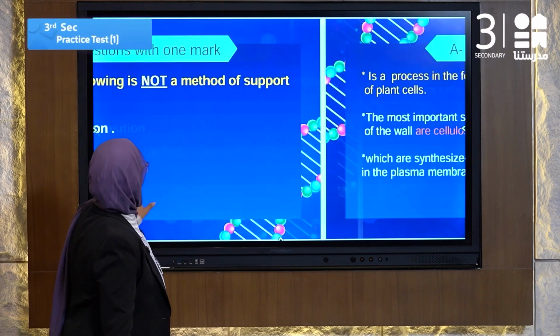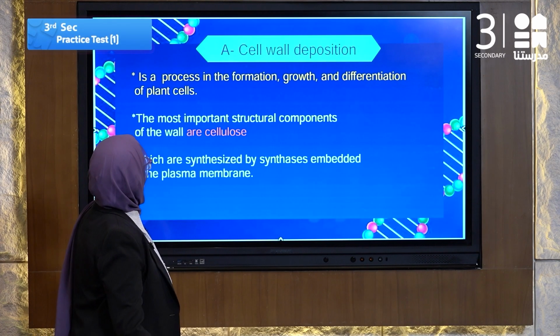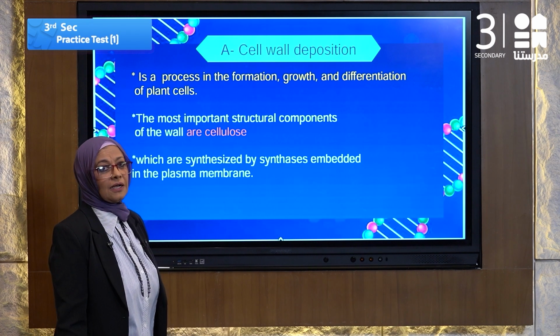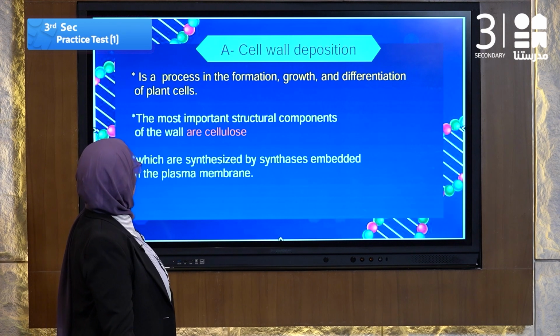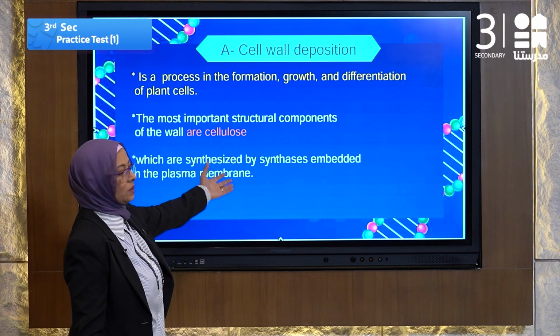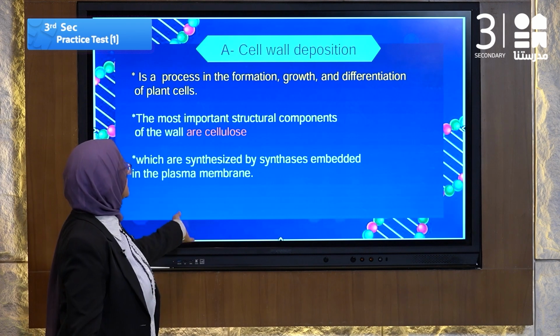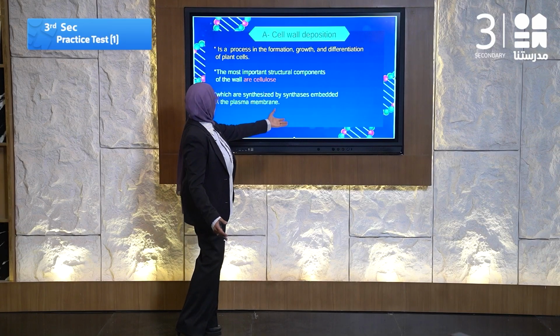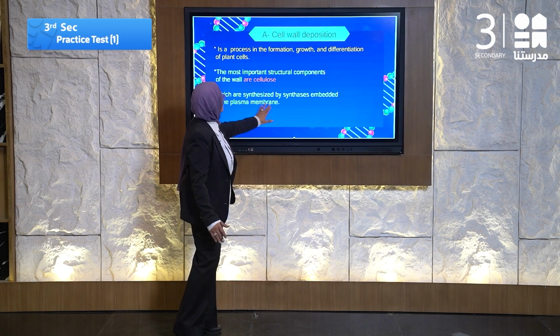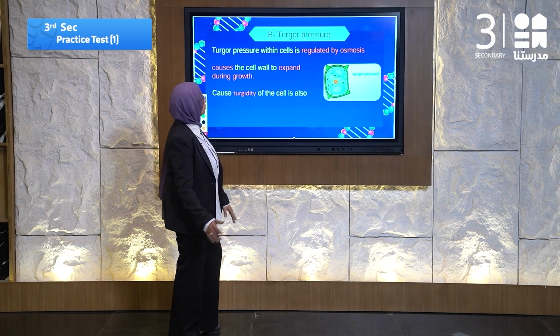The first one is cell wall deposition. Cell wall deposition is a process in the formation, growth, and differentiation of the plant cell. The cell wall mainly consists of a structural component of cellulose. Cellulose is synthesized and embedded in the plasma membrane. So it's not the choice.